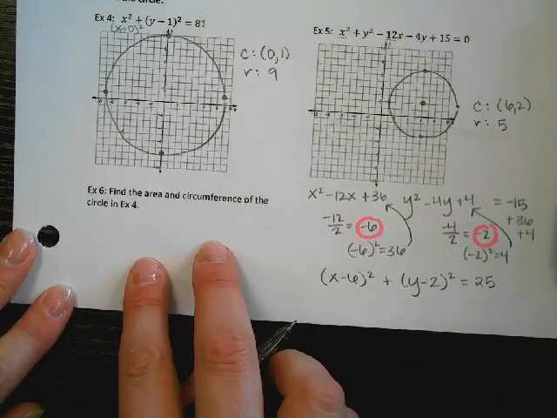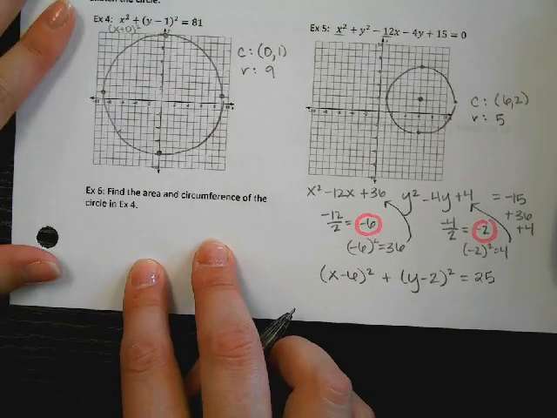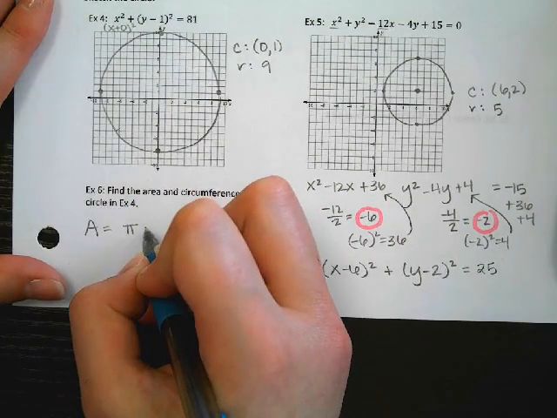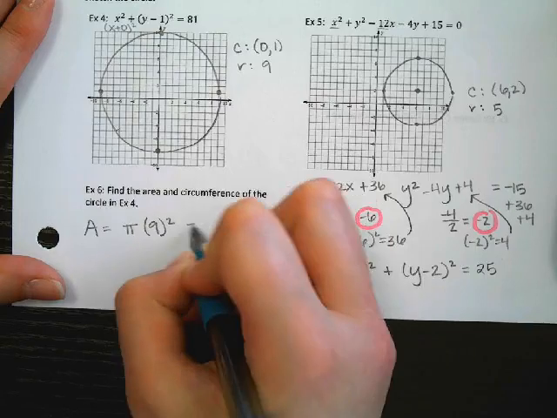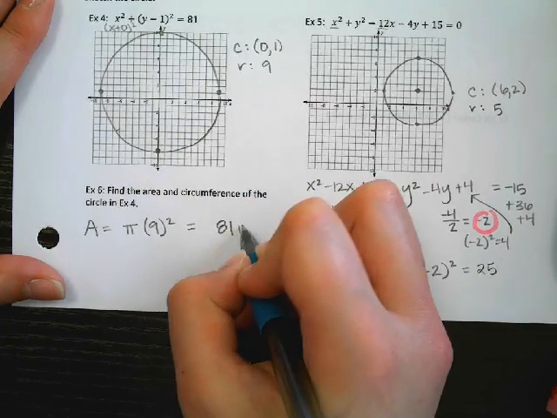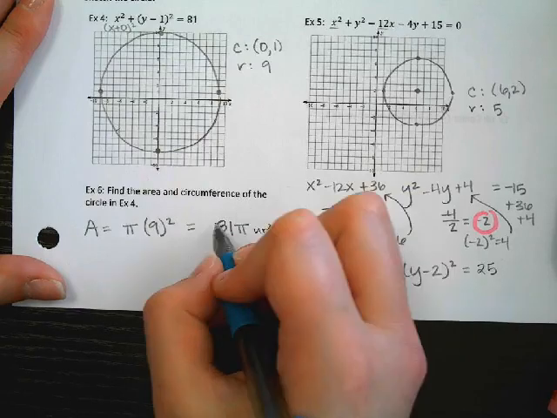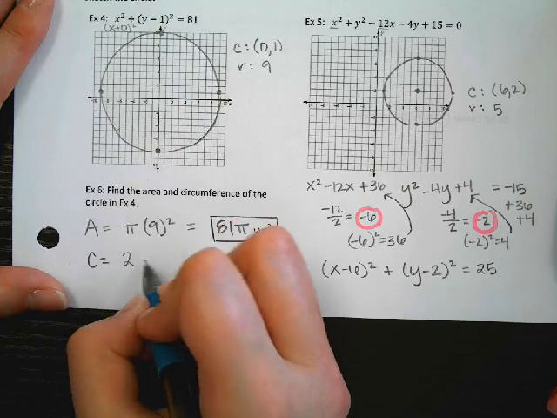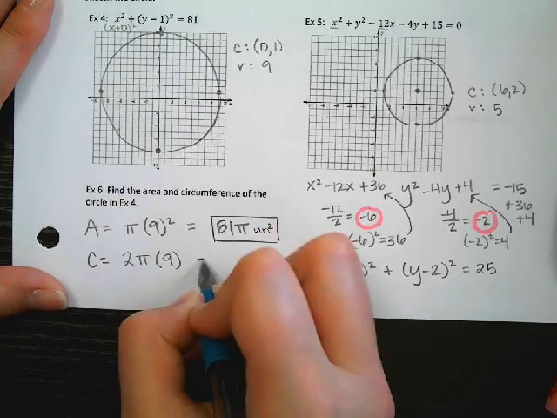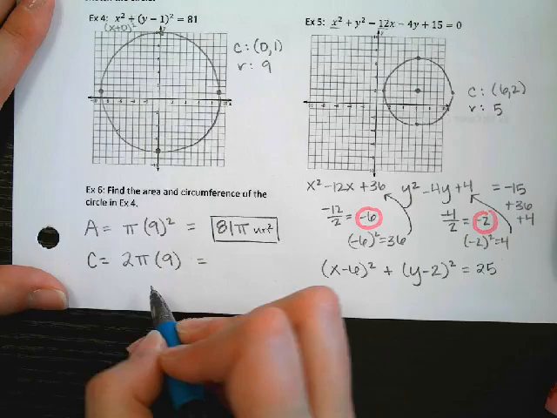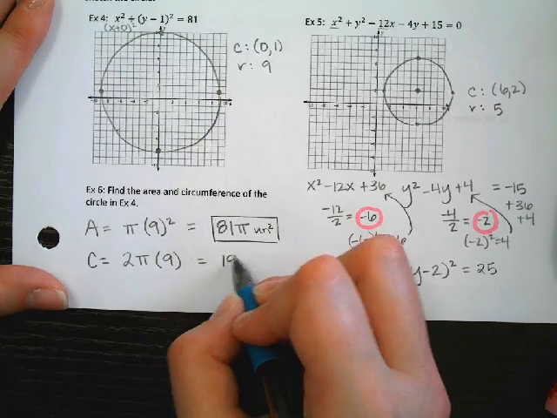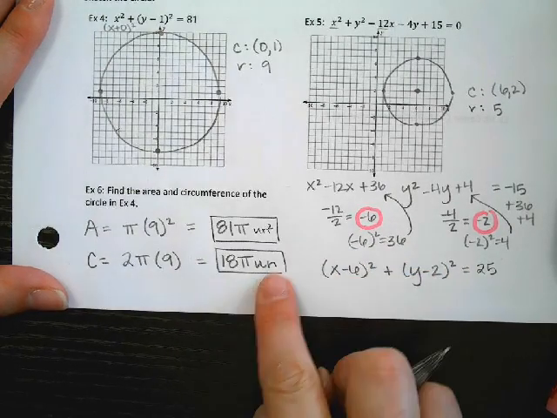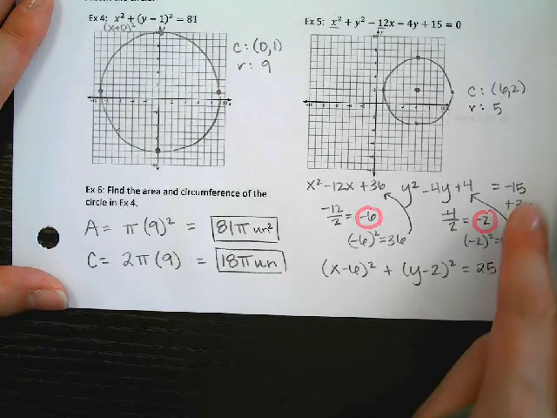Okay. Example 6 says to find the area and circumference of the circle in example 4. So the area would be pi times 9 squared, which is 81 pi. We'll just write units squared because they didn't tell us the units. The circumference would be 2 times pi times 9. This time, since we don't have a square root, it's a little bit nicer. 2 times 9 is 18, so 18 pi units. Since the circumference is a length, it just gets units, not units squared.